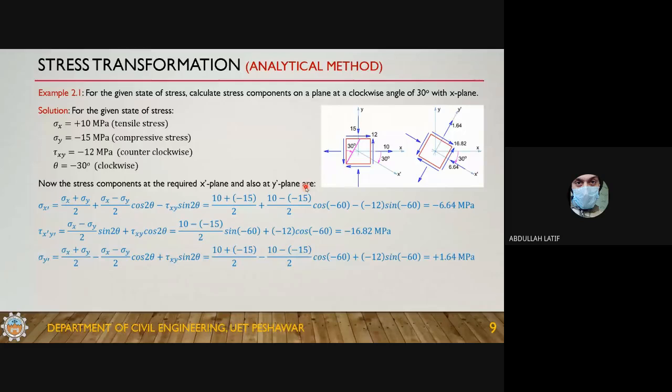Normal stresses have the same subscript, but the shear will always have a different subscript.